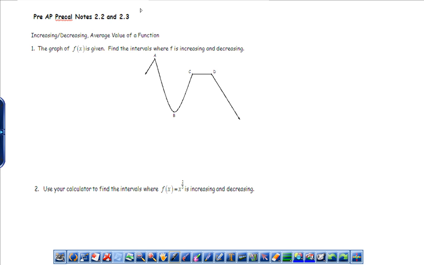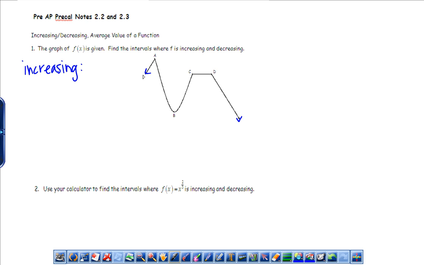This is 2.2, 2.3 notes. Given this function right here, let's talk about where it's increasing and decreasing, and then I want to talk about local max and min. This graph does have arrows on the end.